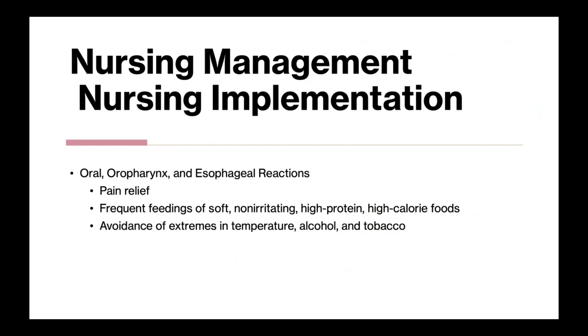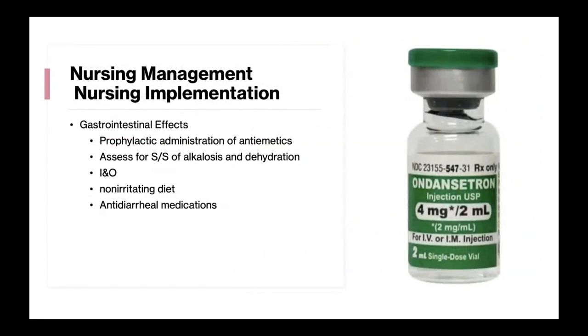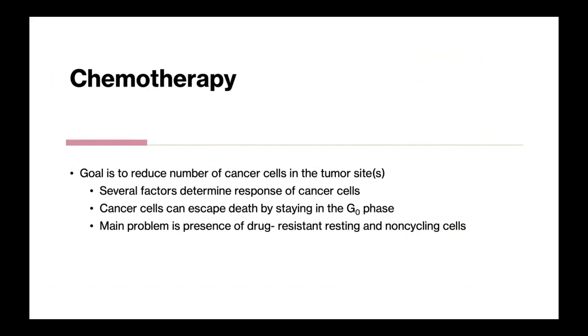Okay, so we're taking pain relief, frequent feedings, avoidance of extreme. This stuff you guys can read through. And then, I think this is one of the last slides. Ondansetron, it's huge. Patients who are on chemo have a lot of nausea and vomiting, and ondansetron seems to be the first line antiemetic that we use. So that's really the only important thing to know about that.